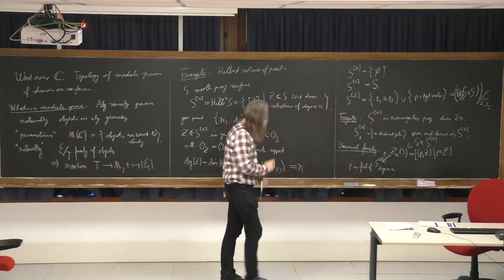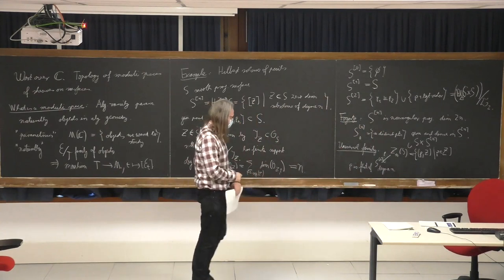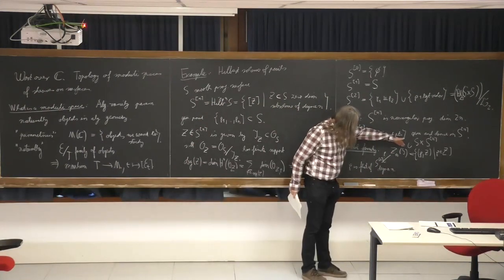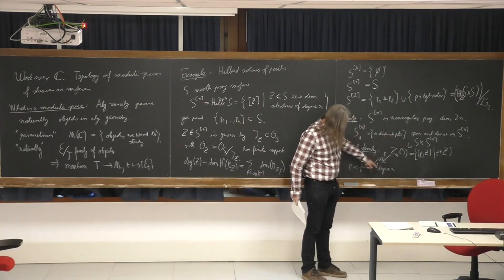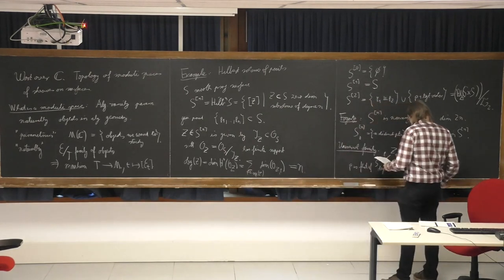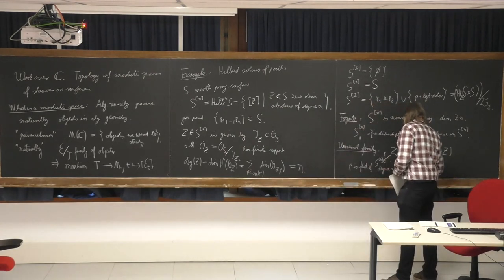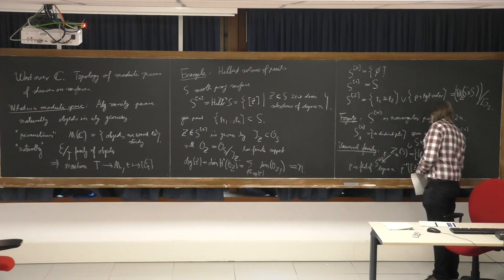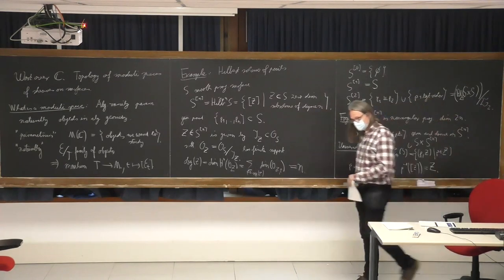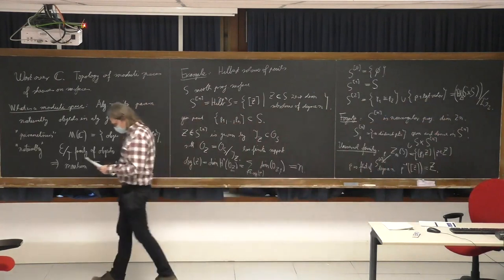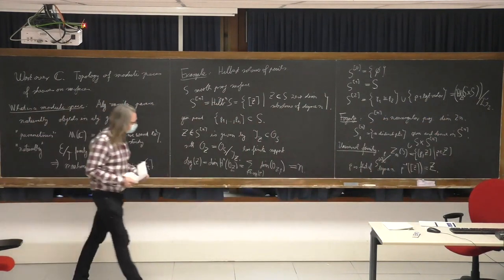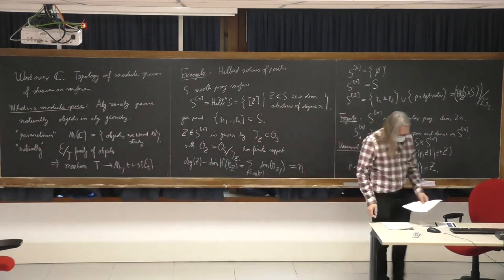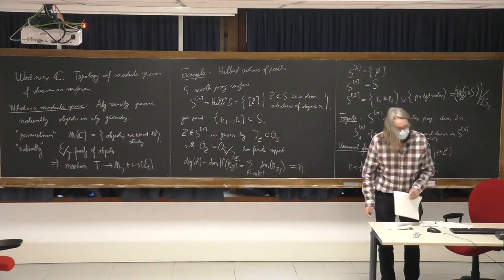That, which I said was somehow a family, so I can view this as a family of zero-dimensional subschemes parameterized by S^n itself, namely the inverse image under p of the point corresponding to a subscheme P is that subscheme. So this is this example. We will be interested in topological invariants of moduli spaces.